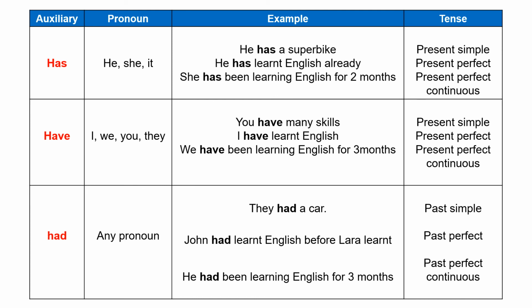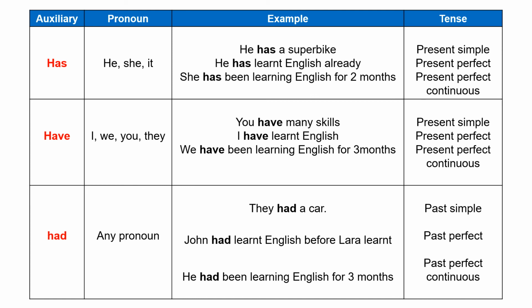Next auxiliary verb, had. The auxiliary verb had is used with any pronoun or noun. It is used in past simple, past perfect and past perfect continuous tenses. Example: they had a car. This sentence is in past simple. In this sentence, had is the main verb.